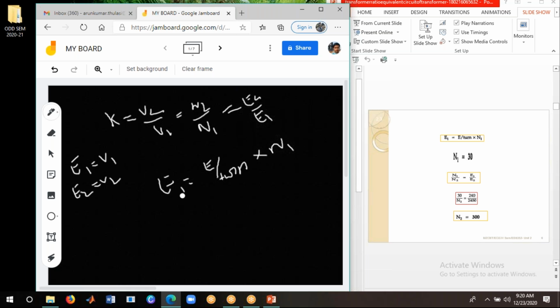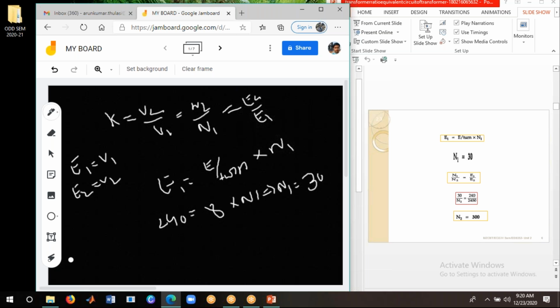Now I am going to write E1 is V1, that is 240, equals the EMF per turn, which is 8, already mentioned in the problem, and N1. So from this equation we can write N1 equals 240 divided by 8. How much will you get? 3 is 24 and 0, 30. So N1 equals 30.